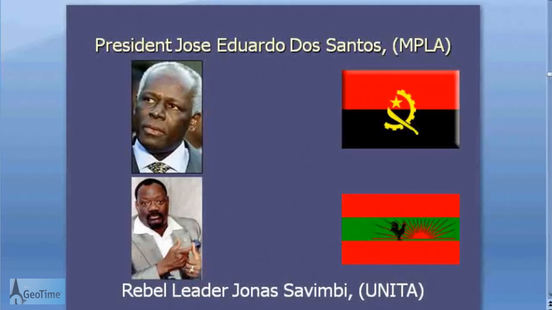I need to say that the war is a very complicated one. At its core is a local power struggle between the MPLA incumbent government and the rebels led by Jonas Savimbi, called UNITA. And Jonas Savimbi died in 2002, and that's when the war ended.